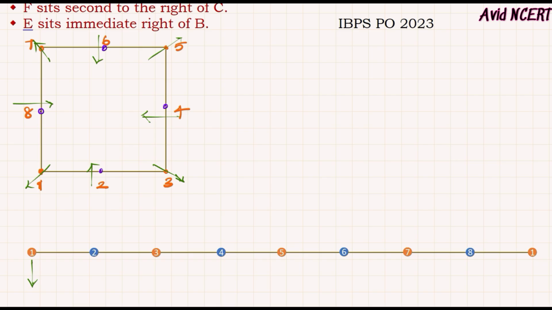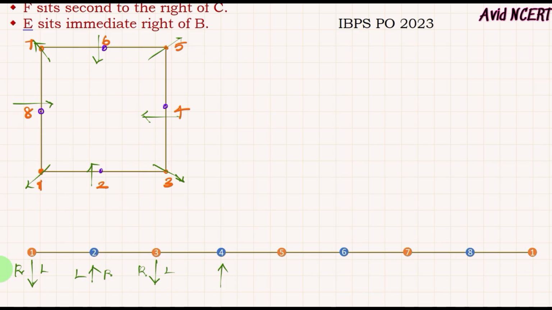So one is facing outwards. When it is facing outwards, this is the right and this is the left. So imagine you're sitting this side and facing outwards. Your left hand side is going to be the left and the right hand side is going to be the right. And 2 is facing towards inwards, which means left is here, right is here. So same way 3 is facing outwards, which is right and left.